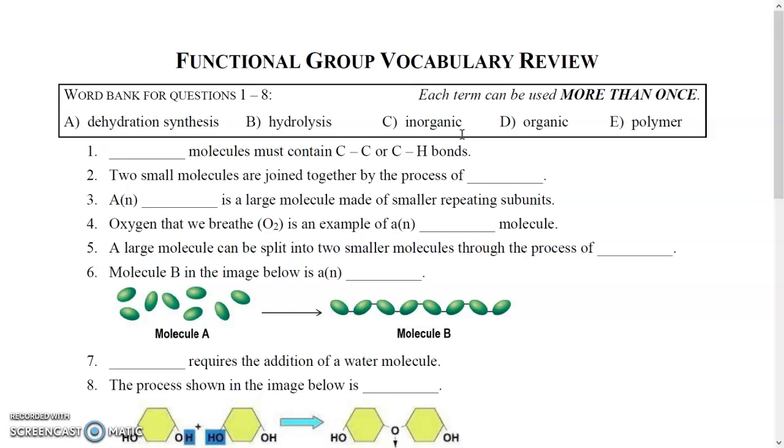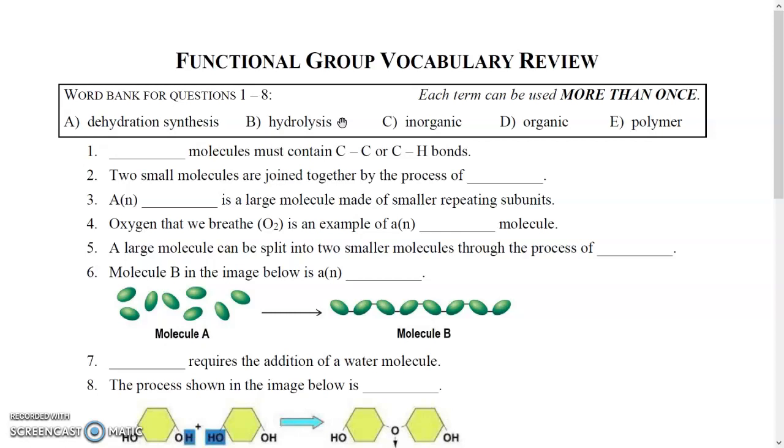Number 5, a large molecule can be split into two smaller molecules through the process of, the correct answer is B, hydrolysis. Hydro means water, you have to add water, and lysis means to split or to break. So hydrolysis is the breaking down or splitting of large molecules into smaller pieces.